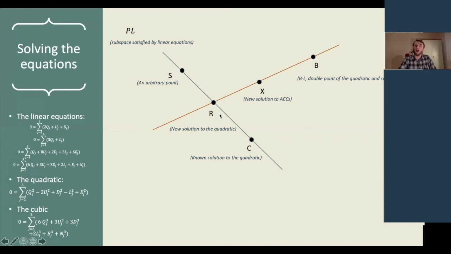We then draw the line from R to the point B minus L, baryon number minus lepton number. And as I've said, baryon number minus lepton number is very special when it comes to these equations. It's the only point which is a double point of the quadratic and the cubic. That means that this whole line lies in the quadratic and it crosses the cubic at exactly one more point, that point X. Now X is both on this line, so satisfies the quadratic, and satisfies the cubic, and it's in the space PL.